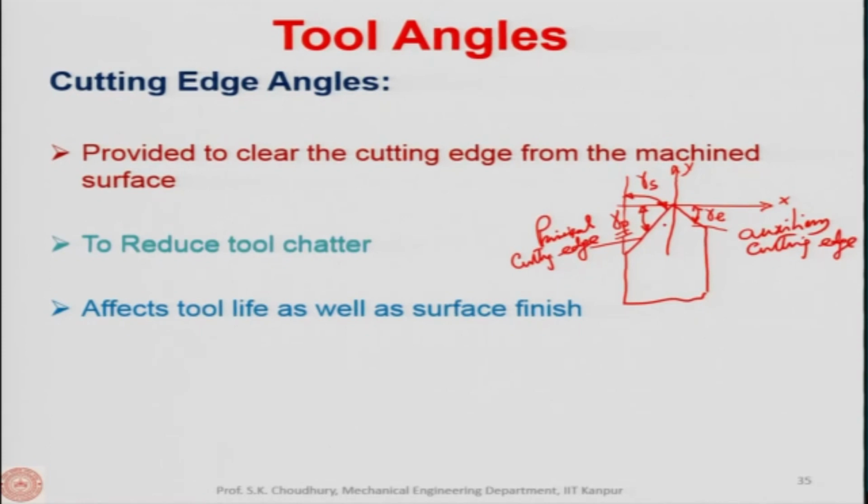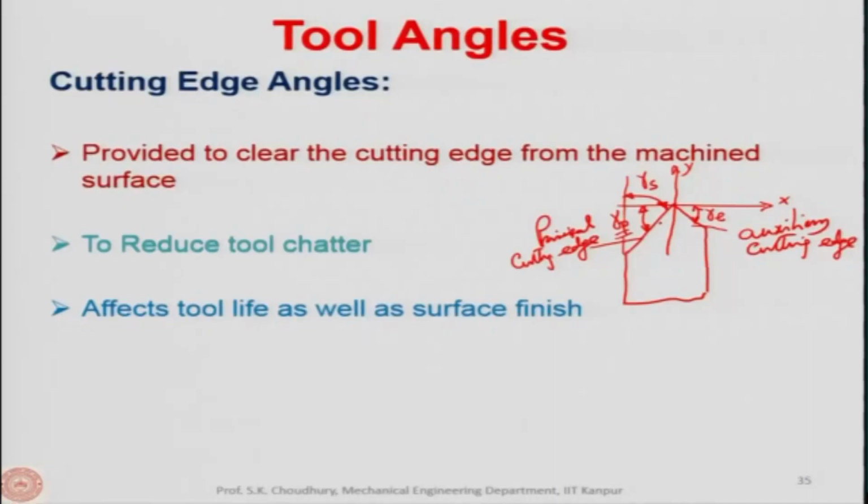from the machined surface. This is to reduce the tool chatter as well, and it affects the tool life as well as the surface finish. What we mean here by reducing the tool chatter is that when the correct angle is not given, and gamma p and gamma e are, suppose, small, it is not able to sufficiently clear the cutting edges from the machined surface, let us say.